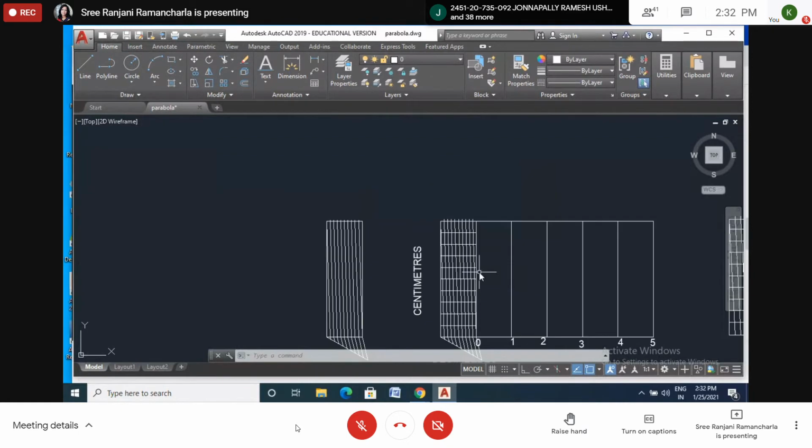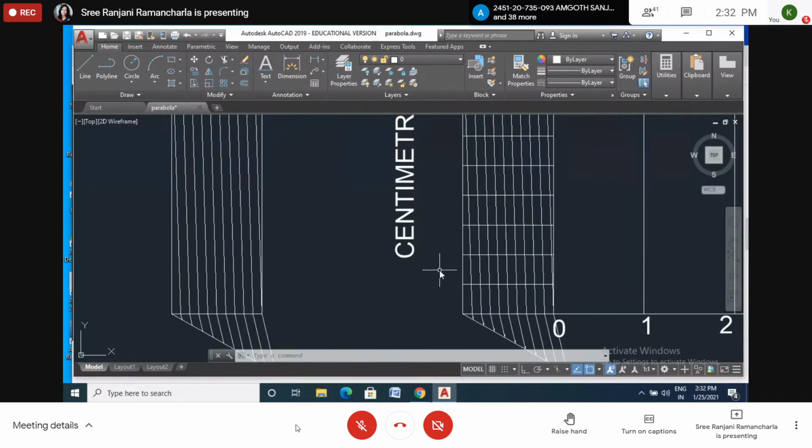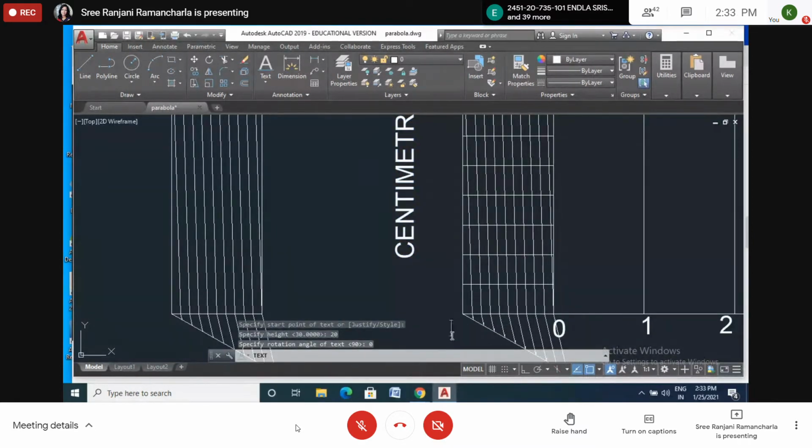Now we have to measure the lengths here. Here also we have to make it. Now here, if this is centimeters, text, single line. I don't want 30. I want to take 20. I want to take the 0. Okay. Now text. Here I want to text.